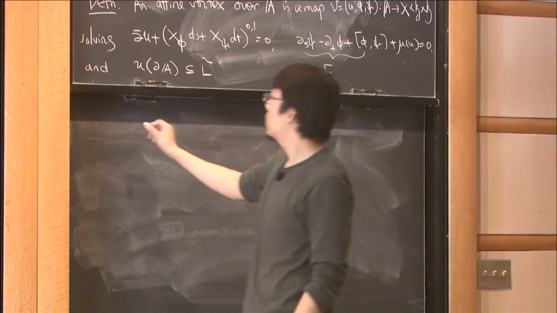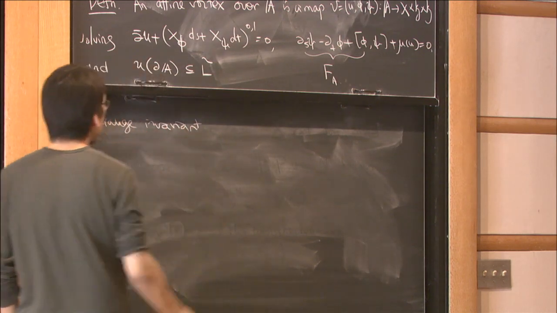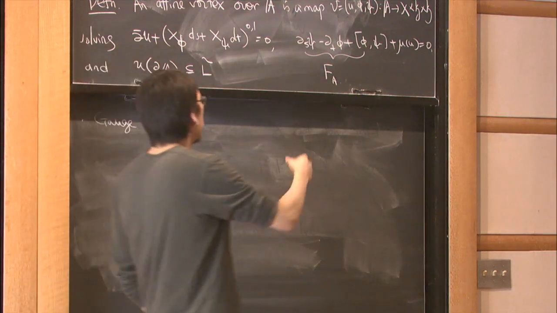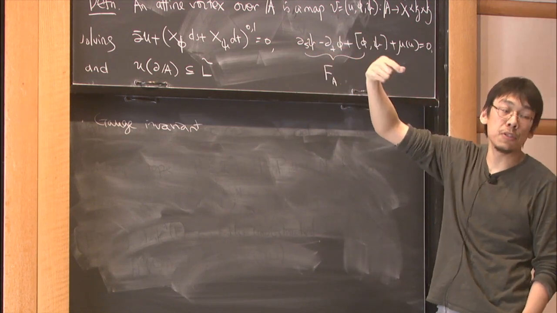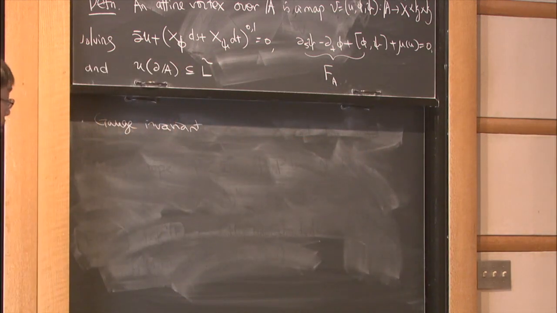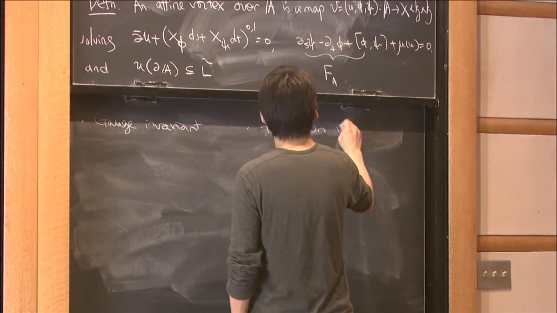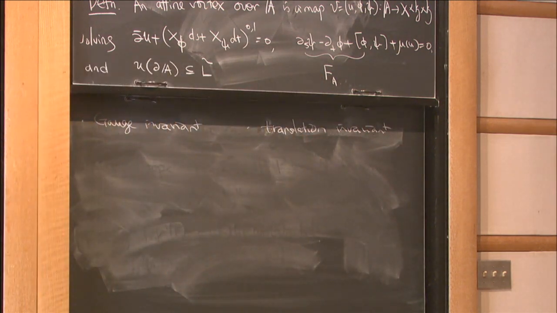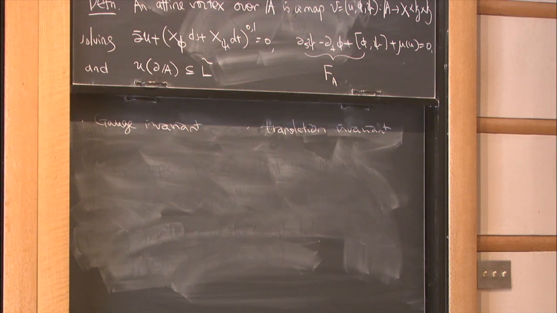So a few features about this equation. First, this is gauge invariant. For any gauge transformation defined over this domain, this will transform a (u, phi, psi) to another object. But if one satisfies the equation, the other also satisfies. And this is also translation invariant. So on either the complex plane or the upper half plane, there is a translation of the domain, and this equation is invariant under those translations. This is really an important difference from holomorphic curves. For holomorphic curves, this is conformally invariant, but this equation is only translation invariant.